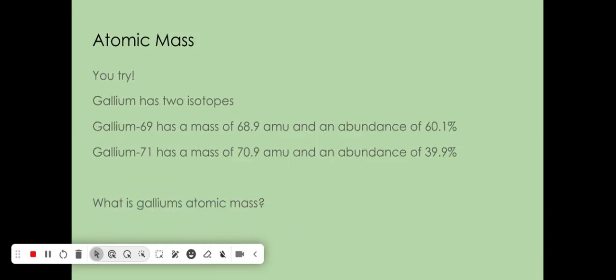If gallium has two isotopes, gallium-69 has a mass of around 68.9 atomic mass units and a percent abundance of about 60.1%. Gallium-71 has a mass of around 70.9 and a percent abundance of about 39.9. So what is gallium's atomic mass?